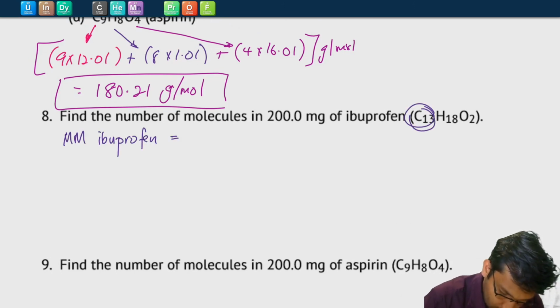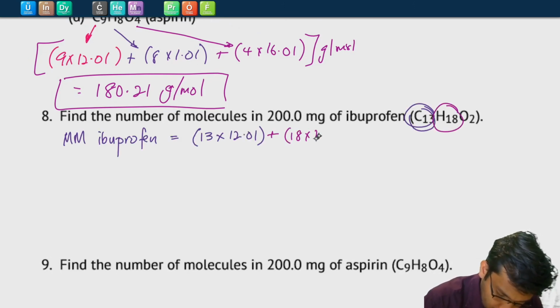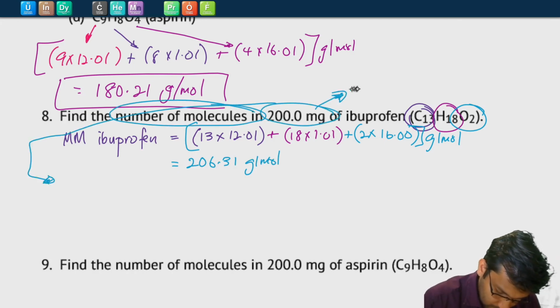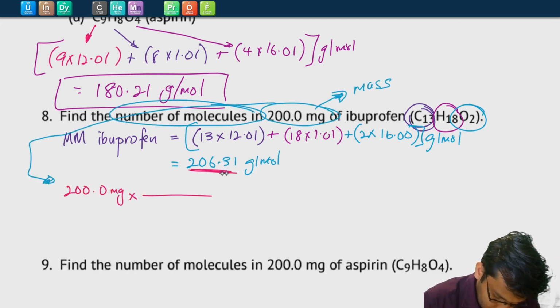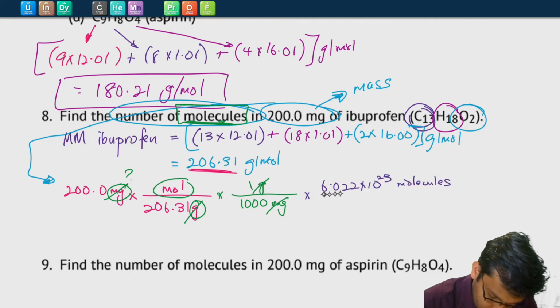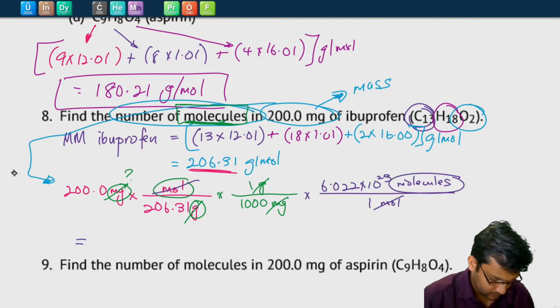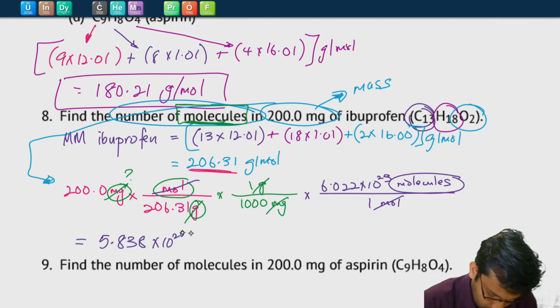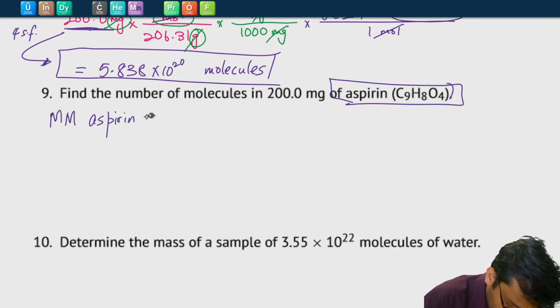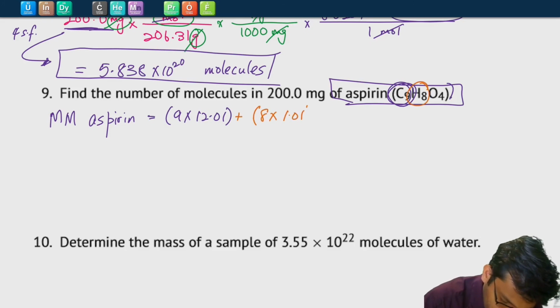Okay, for number 8, we need to find a number of molecules given a mass. So we know that to go from mass to number of molecules, we first need the molar mass of the compound, which we can find by solving for the molar mass of ibuprofen. We have the formula, so that's easy. They give us a mass, but it's not in grams. We can convert to moles using the molar mass, but we also need to make sure that we convert the mass to grams before we do that. And then once we have the number of moles, we just use Avogadro's number to take us from moles to molecules. In these examples, always make sure that your number of significant figures match.